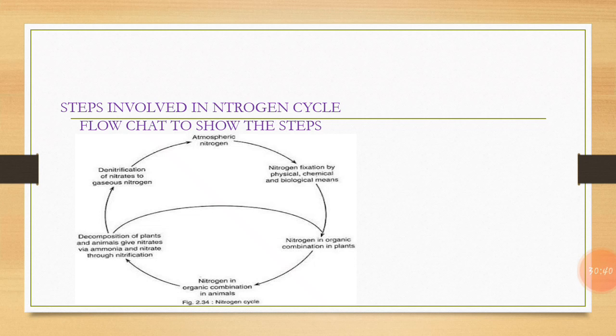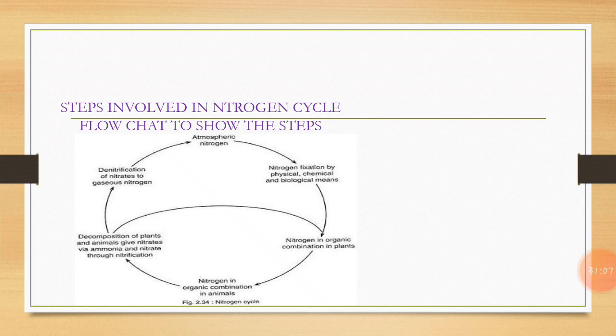The next step is ammonification. Now we are going to know about ammonification. When the plants or animals die, the nitrogen present in their organic matter is released back into the soil.